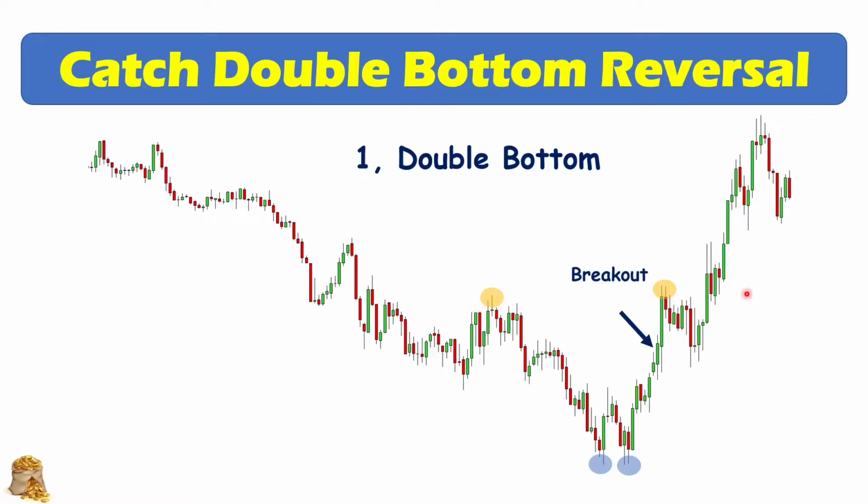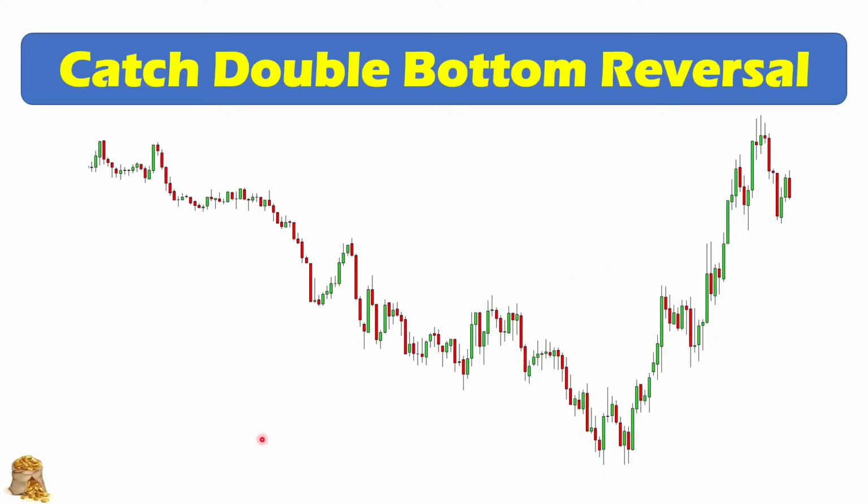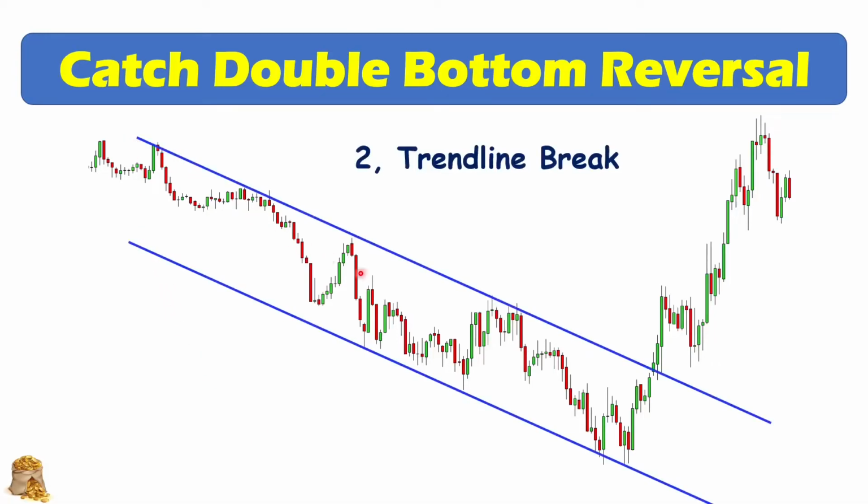So this setup is the traditional setup for the double bottom reversal. Then what we want to do is to trade the pullback. Another thing you should notice is that there's also a trendline break. We have the trendline, so the market is in a very slow down channel here, and then suddenly it breaks. So this is a very good confirmation for the double bottom reversal.